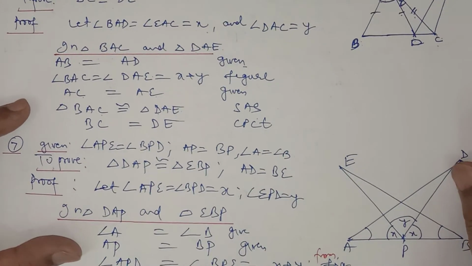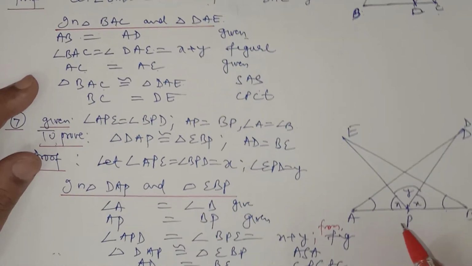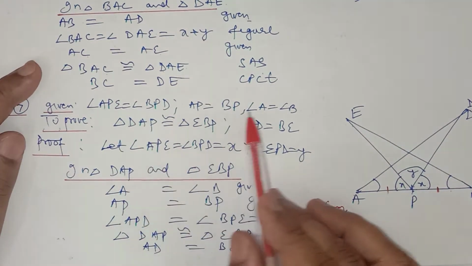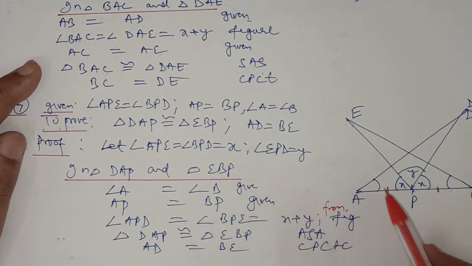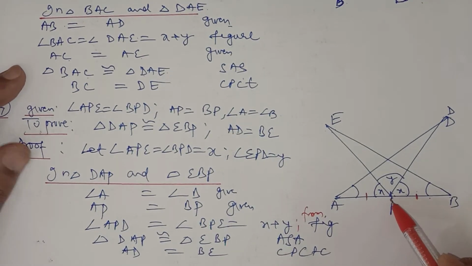Same thing in the question number 7. It is given that these are the two triangles APD and triangle BPE. In this, angle A is equal to angle B is given, and it is given that AP is equal to BP, and it is given that APE is equal to angle BPD, which I will let equal to X. So in this, this is given, I just told you, and you have to prove that the triangle DAP is congruent to EBP, which can be proved very easily.